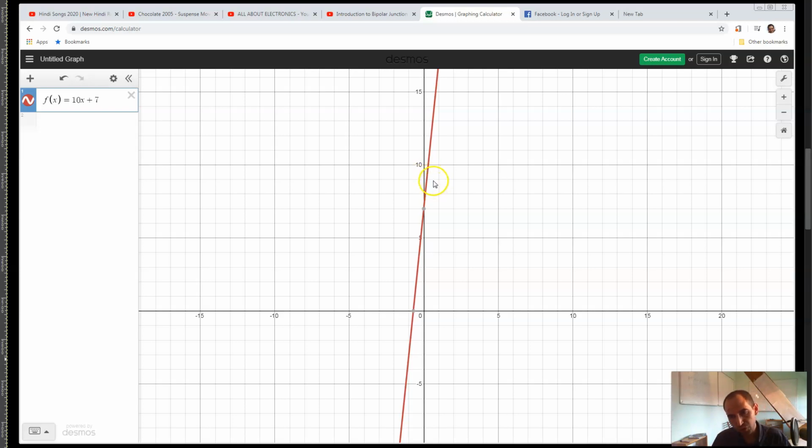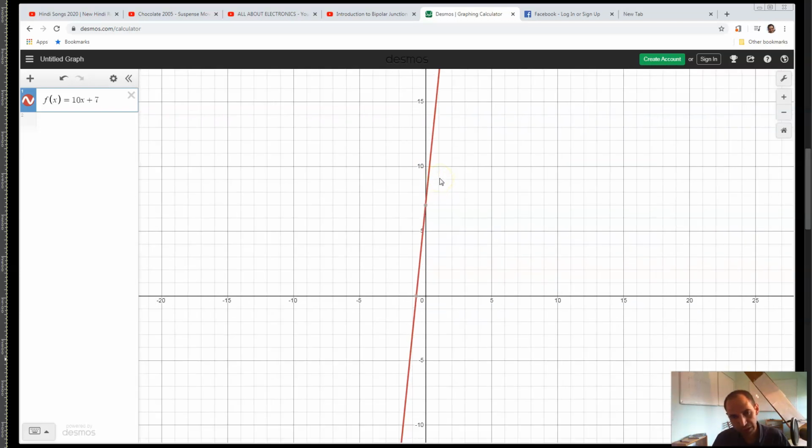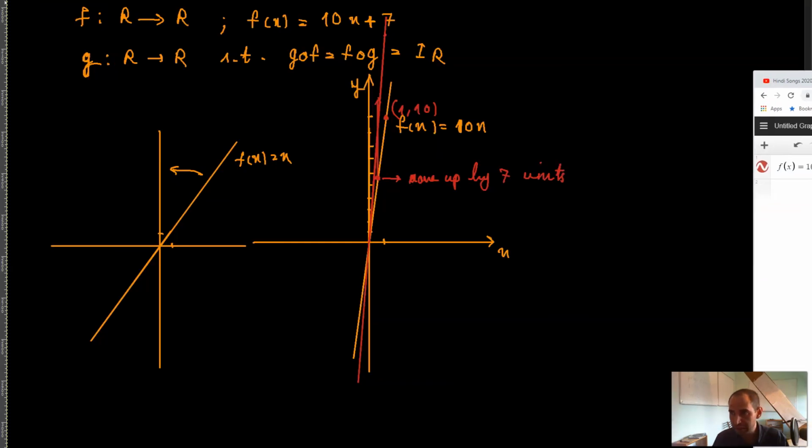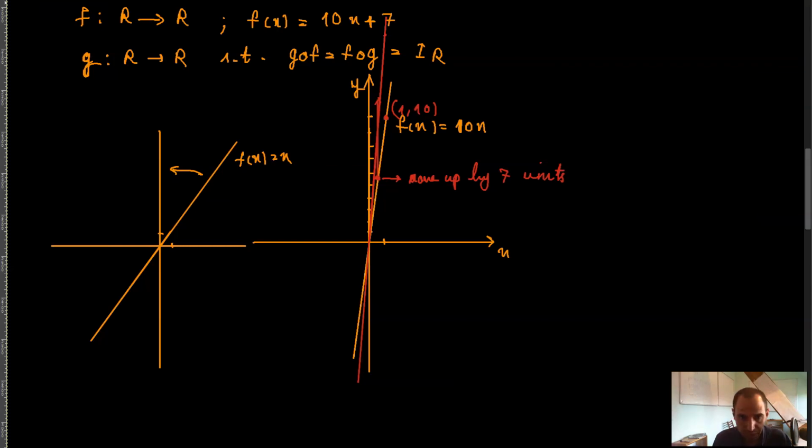But now, long story short, this function is actually a 1-1 function, because as you can see, for example, this point, whatever you want to call it, x1 or x2, is mapped to this point over here on the y-axis. This point is mapped to, for example, this point on the y-axis. These are the important things that you need to know about functions.